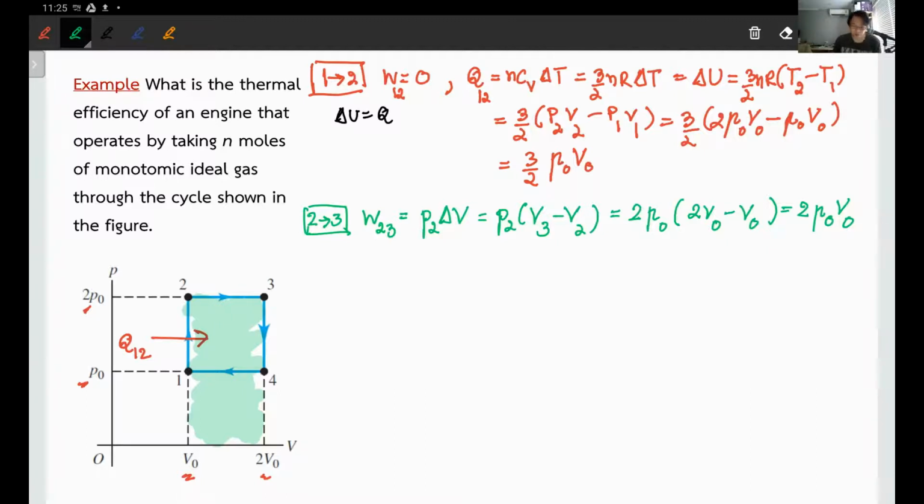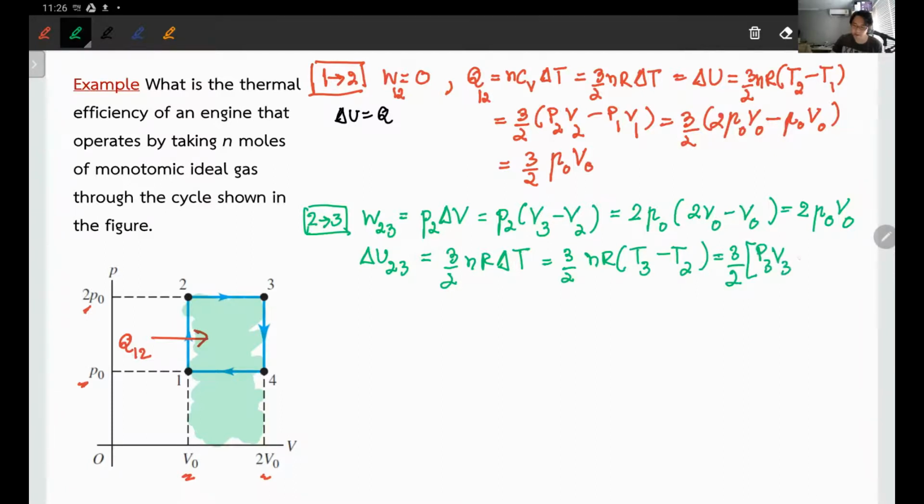What else do we know? Delta U. We can calculate delta U. It's going to be 3/2 nR delta T. Yes, that's the formula for the internal energy. It's going to be 3/2 nR (T final minus T initial), T at 3 minus T at 2. But we don't have the information about temperature. That's okay because we can use PV equal to nRT. So it's going to be P at 3 V at 3 minus P at 2 V at 2.